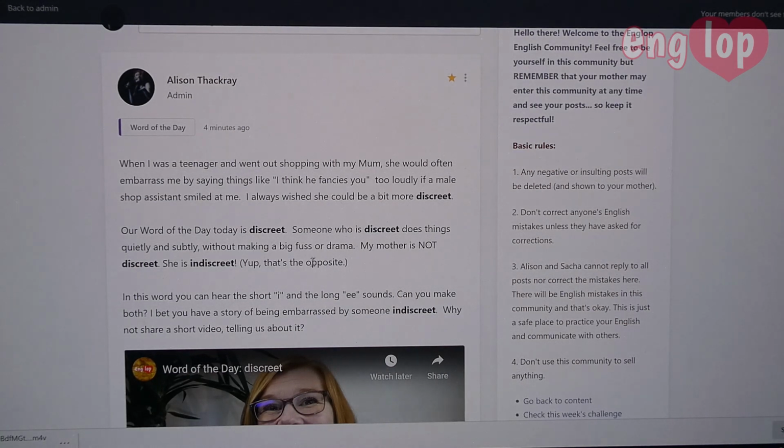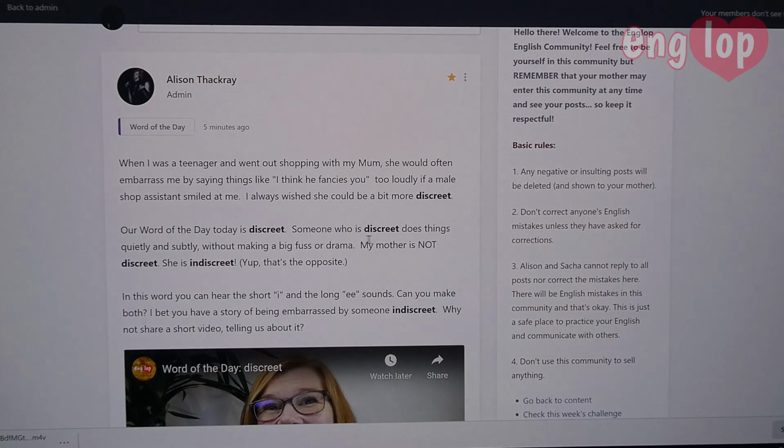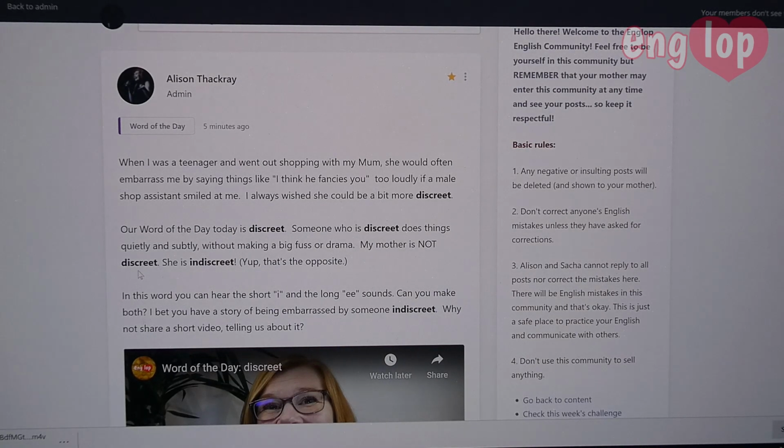So for example, with this word discreet, you can hear I've said our word of the day today is discreet. Someone who is discreet does things quietly and subtly without making a big fuss or drama. My mother is not discreet. She is indiscreet. Yep, that's the opposite.